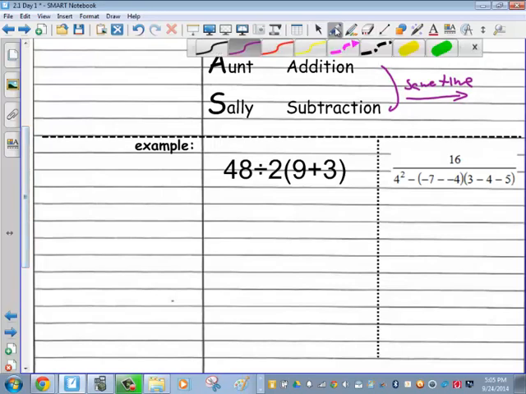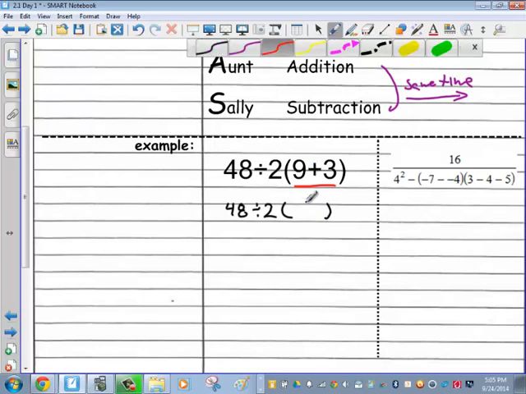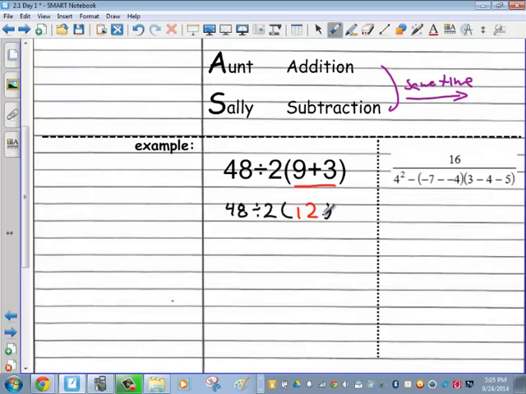So please excuse my dear Aunt Sally, parentheses first. If we're doing parentheses first, I have to do what's in here first. So with that in mind, I got 48 divided by 2 times 9 plus 3, that is 12. Okay, so please excuse my dear Aunt Sally. So parentheses done. Yes, there's parentheses here, but there's nothing really left to do in them, so we don't have to do anything here. Really what we're doing is 2 times 12.